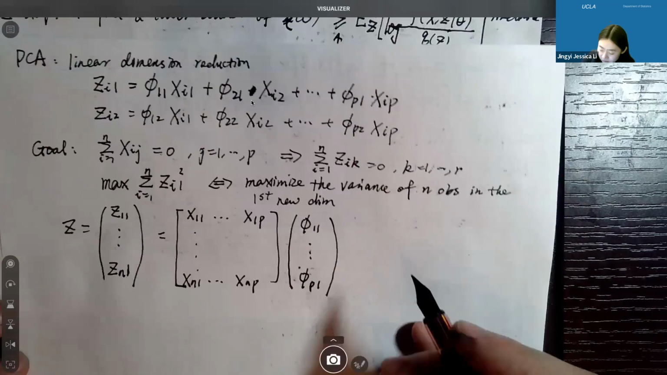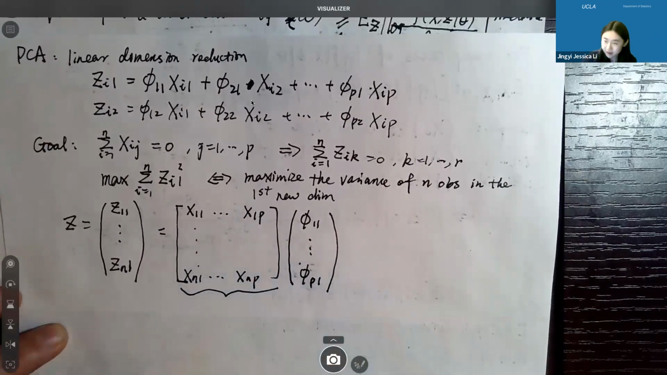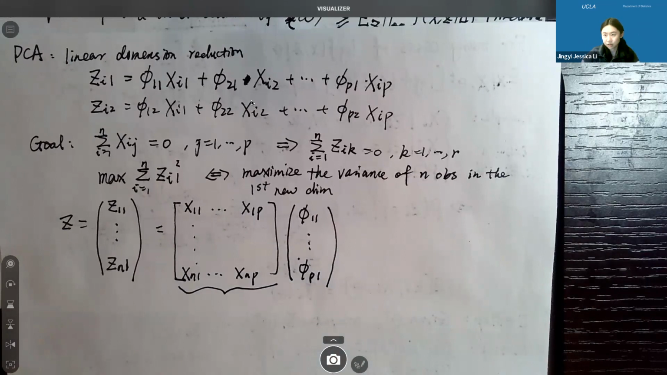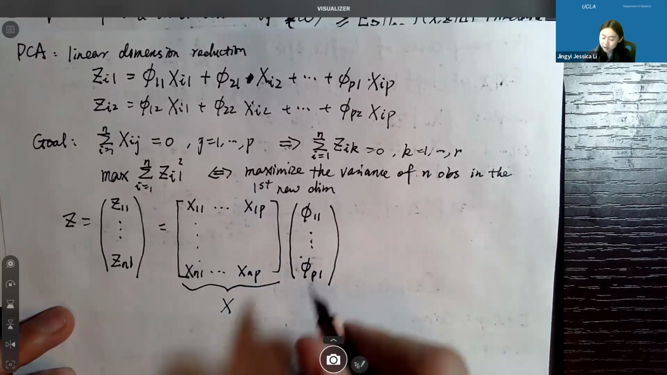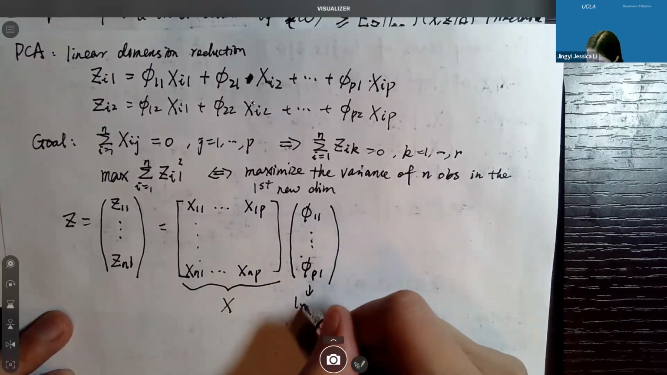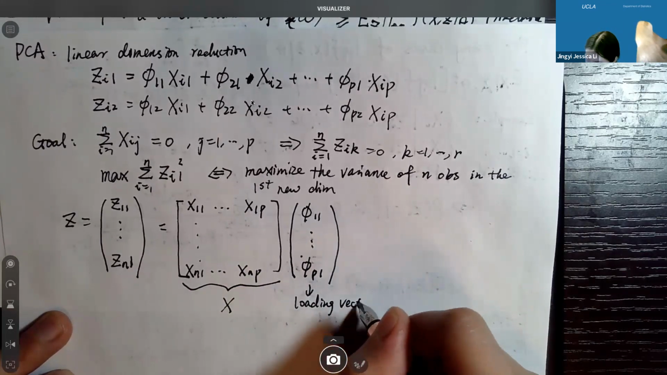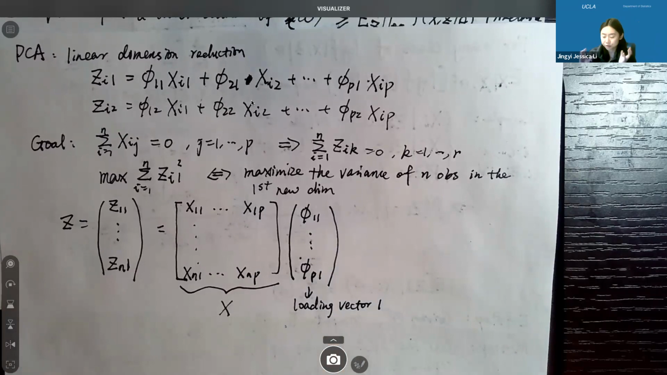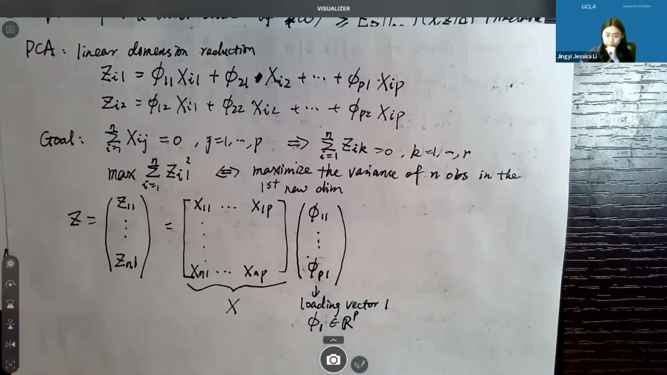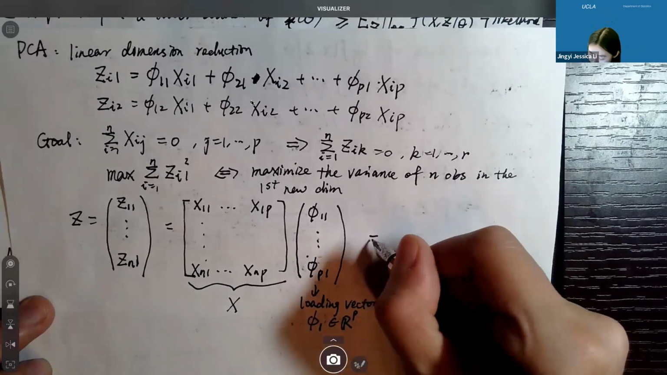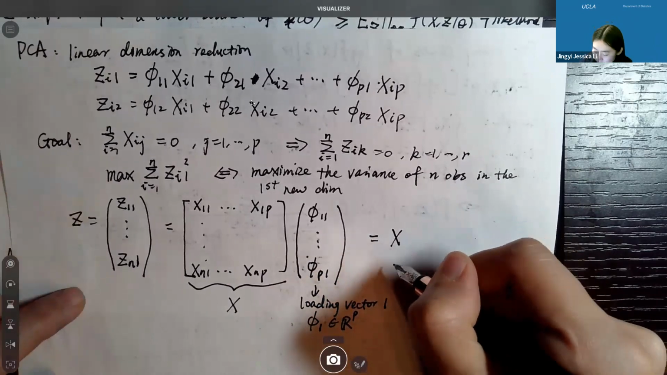And if you recall, this is how we store our data: our data matrix with the rows as observations and columns as features. So this is our data matrix X. And this is what we call the loading vector. This loading vector 1 is the first loading vector that projects the original P dimensions into our first new dimension. I call that phi 1, which is P dimensional. So basically we simplify the vector Z as X times phi 1.